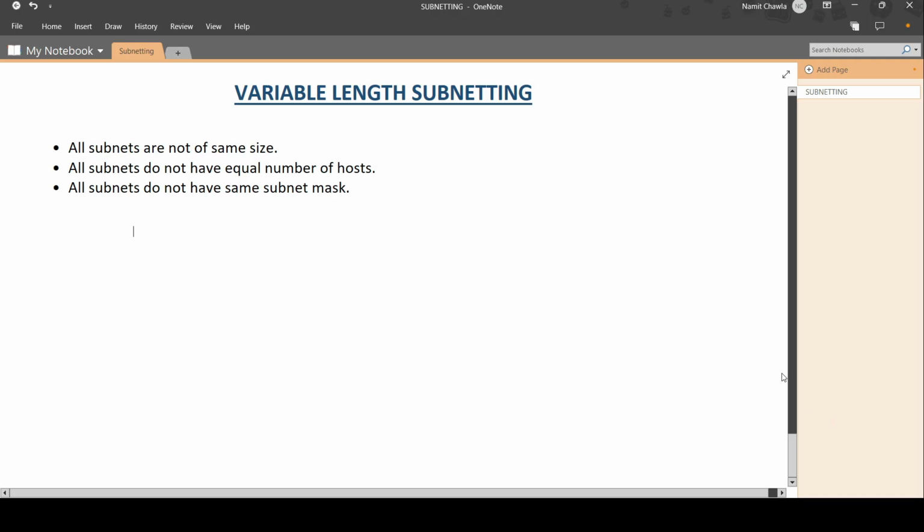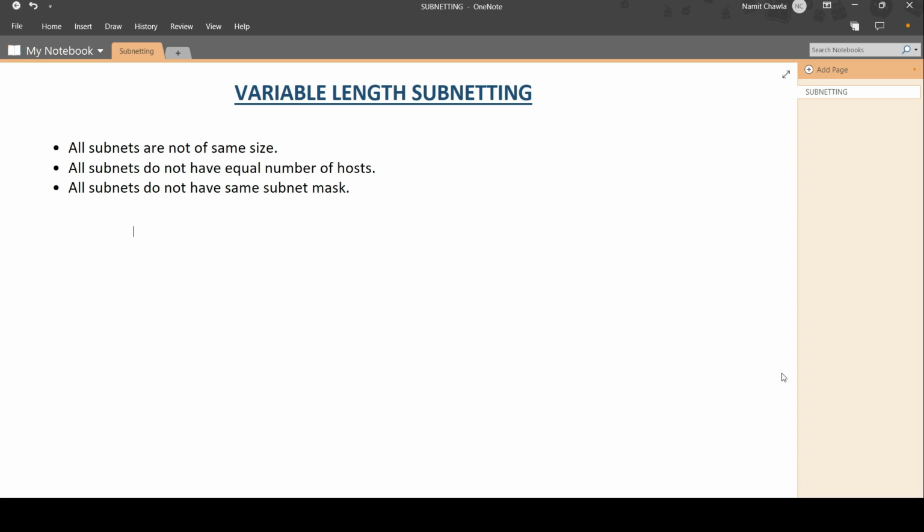Back. Now let's start talking about variable length subnetting. After discussing these n number of numericals, I hope you have fairly understood how to do fixed length subnetting. There is no problem with that. Now let's start talking about variable length subnetting and how it is implemented, how it is done.